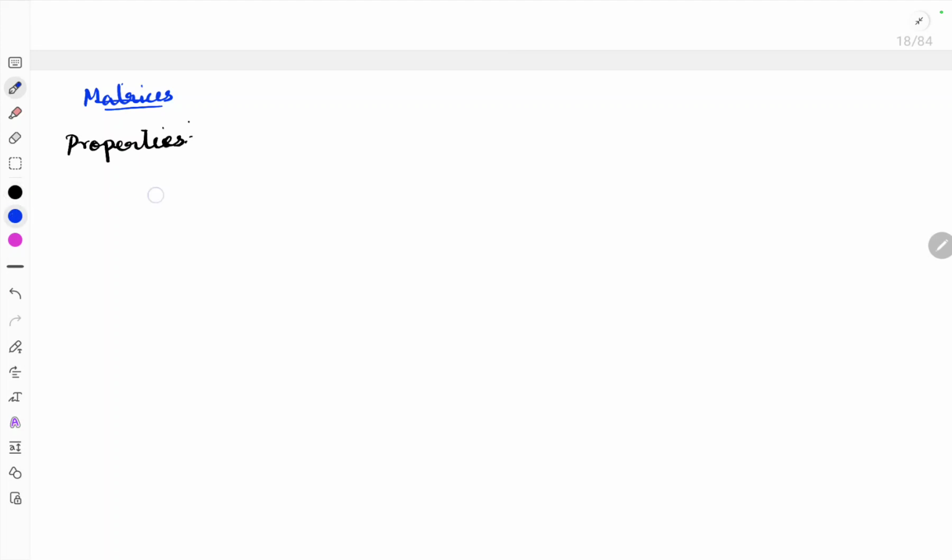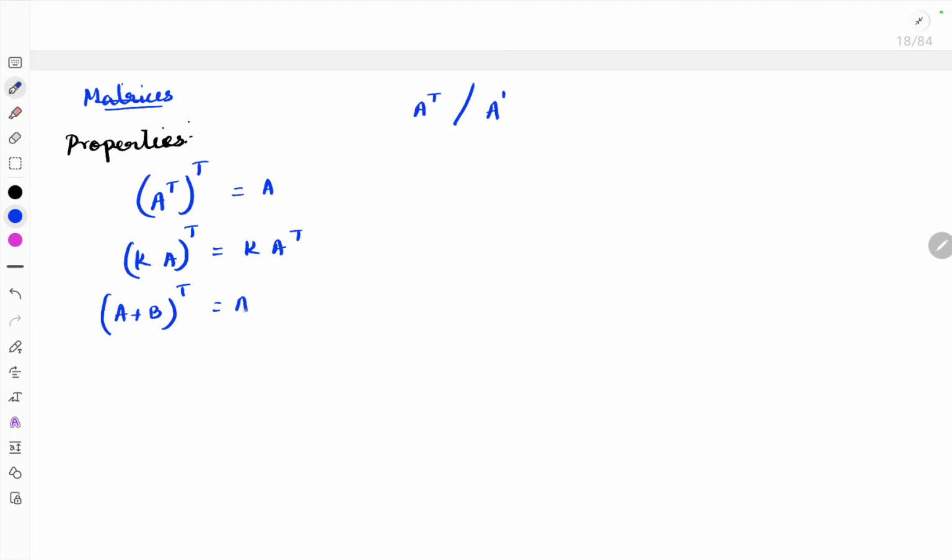Suppose if we have A transpose the whole transpose. So either we can write like this A transpose, or we can write like this A dash here. So A transpose the whole transpose, it will be equal to A itself. Then K times A, KA the whole transpose will be equal to K into A transpose. A plus B the whole transpose will be equal to A transpose plus B transpose. And here AB, this is product. AB the whole transpose will be equal to B transpose into A transpose.